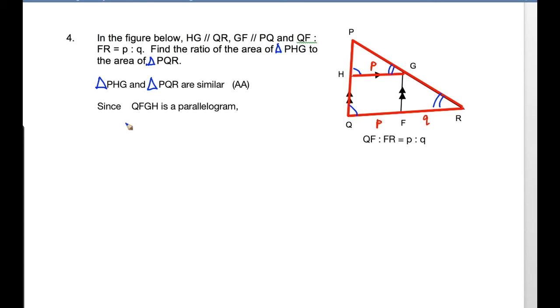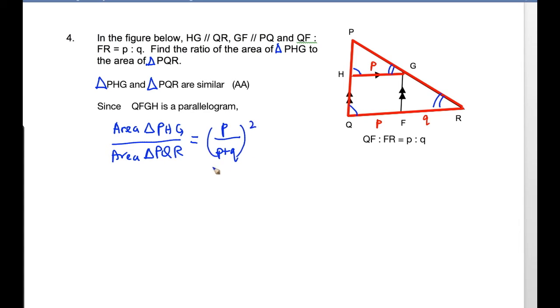Therefore, now we have the known ratio, which is P over P plus Q, and the ratio of similar areas, area of triangle PHG over area of triangle PQR, is just simply the ratio of the corresponding lengths squared. We do not need to expand it.